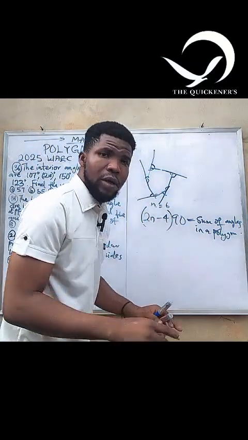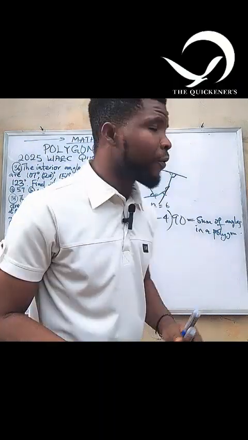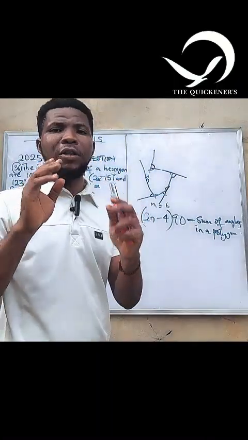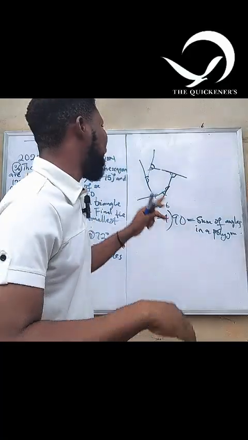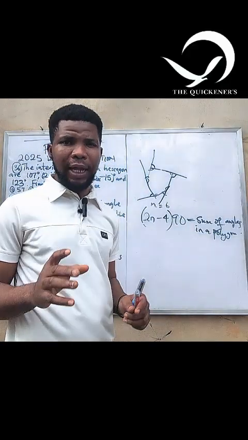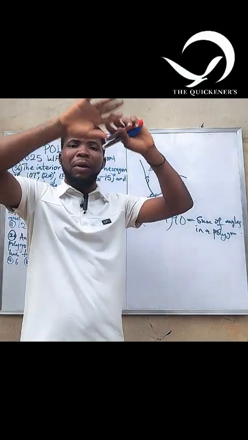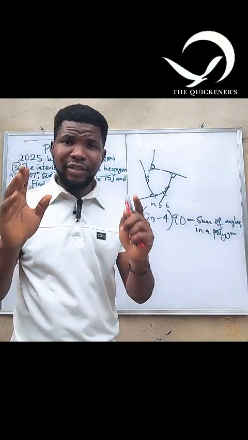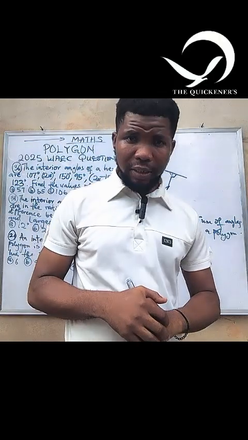For triangle, the exterior angle sum is 360. For pentagon, the exterior angle sum is 360, and for quadrilaterals. I hope you understand that. So the sum of the external angles is 360 degrees. You understand me now?